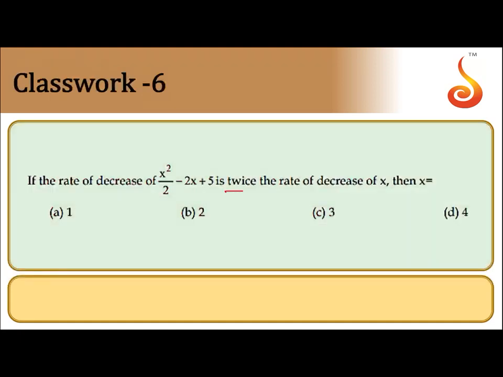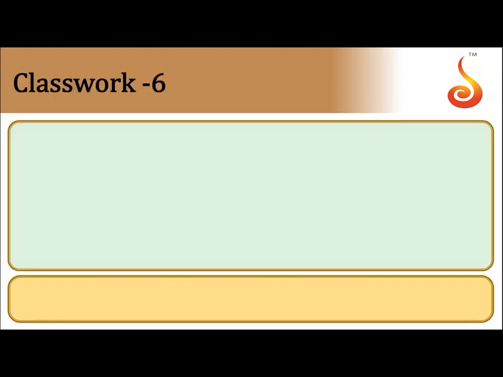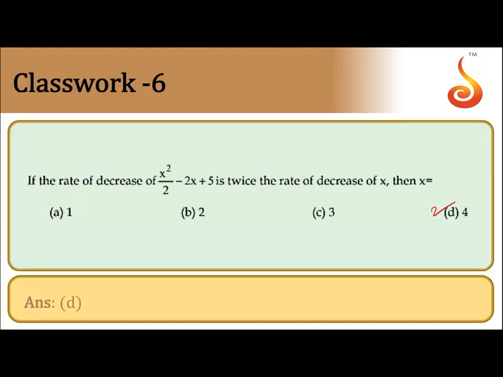Or 4. And I think it is twice the rate of decrease, sorry. It is twice, so it means twice. And therefore, x - 2 is equal to 2, and you'll get 4. So the answer is equal to 4.